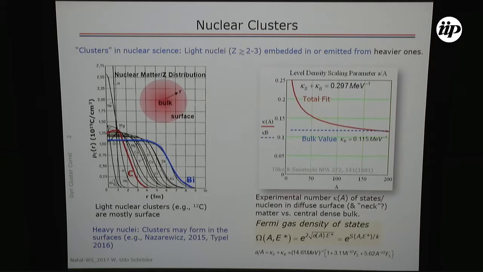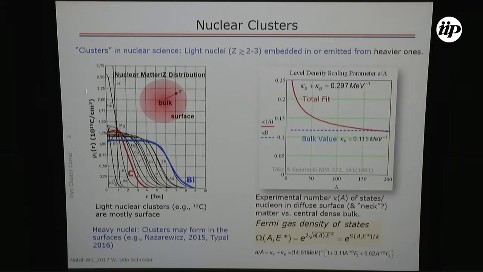Okay, so correlations, in particular cluster correlations, require some identification or definition of what we understand as clusters in nuclear science and why this is an important concept. So we understand as clusters a sample of nucleons with, say, 2 to 3 protons and the same number of neutrons. So typically helium up to something like carbon, oxygen, which are either embedded as substructures in larger nuclei or emitted from such nuclei. Okay, so light nuclei and heavy nuclei, how do they differ?